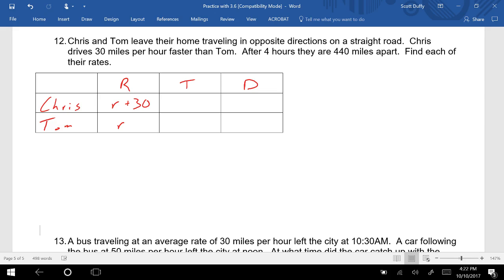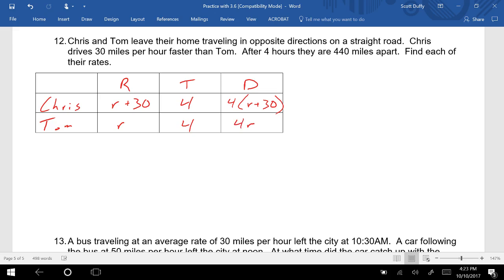After 4 hours, they are 440 miles apart. Find each of their rates. So they both travel for 4 hours. We don't know individually what their distances are, but we know that the rate times the time equals the distance. So we have 4 times R plus 30 right here, and then 4 times R is just 4R.